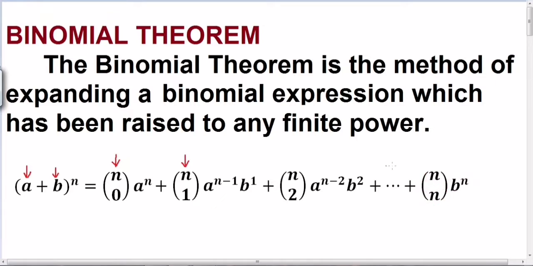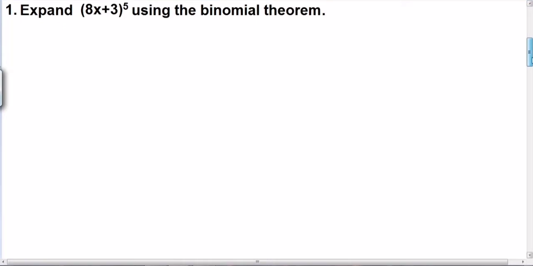Okay? So, para mas maintindihan nyo kung paano ginagamit tong binomial theorem expansion, let us have the first example. Expand the quantity of 8x plus 3 raised to 5 using the binomial theorem. So, we have here a binomial expression which is 8x plus 3 quantity raised to 5. 8x here is our first term, so that stands for letter A. And then, positive 3 is our letter B. And then, ang n natin ay 5.